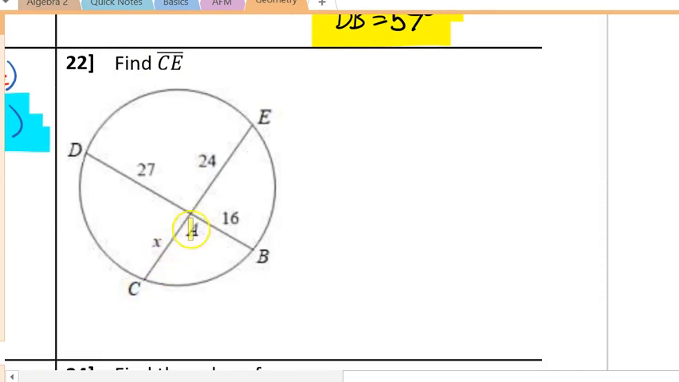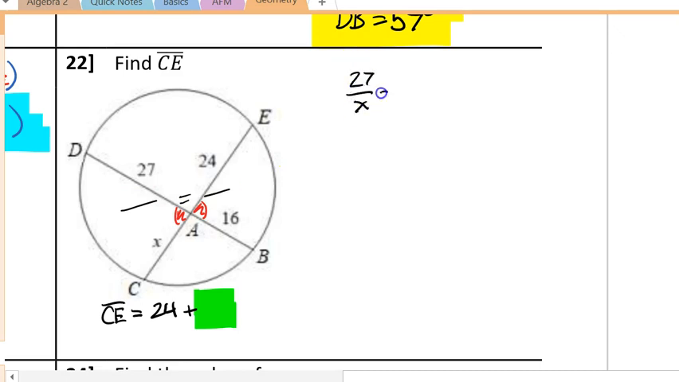Number 22, we're finding CE, so that's the full distance. So CE we know is equal to 24 plus some unknown value that we're going to find right now. Note of questions that the angles we're given here are inside of my circle. So all we're going to do here to set this up is make a proportion. So 27 over x is equal to 24 over 16.